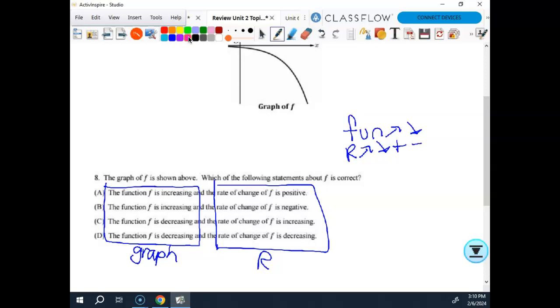The function is decreasing, so I can eliminate A and B. And then the rate of change, if I want to know if it's increasing or decreasing, that's based on whether or not the graph is concave up or down. This one is concave down, so my rate is decreasing. So the function is decreasing at a decreasing rate. It's another way to say it.